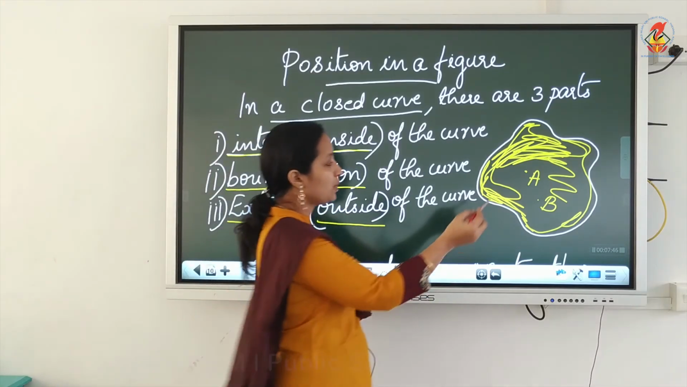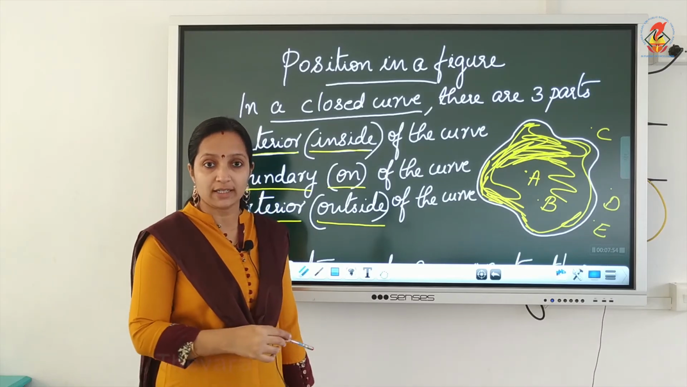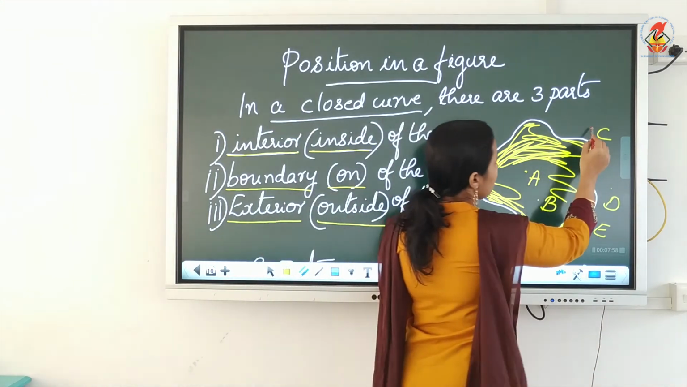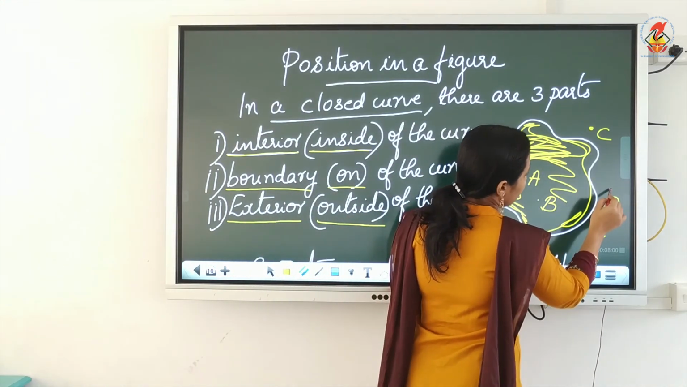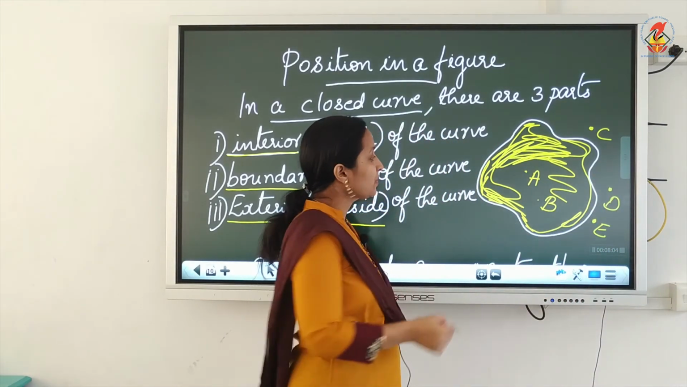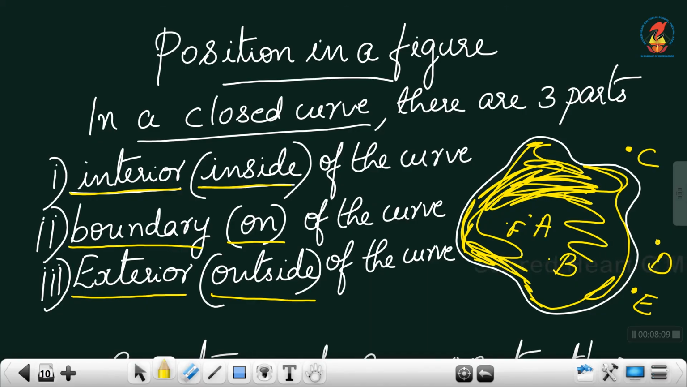Outside the portion. Suppose the point C here, D here, E here. So, C, D, E are the exterior points, not inside the curve, it's outside. So, we can say these are the points in the exterior, or outside you can say. A, B, or if F is there, A, B, F are the points inside the curve, or you can say interior of the curve.